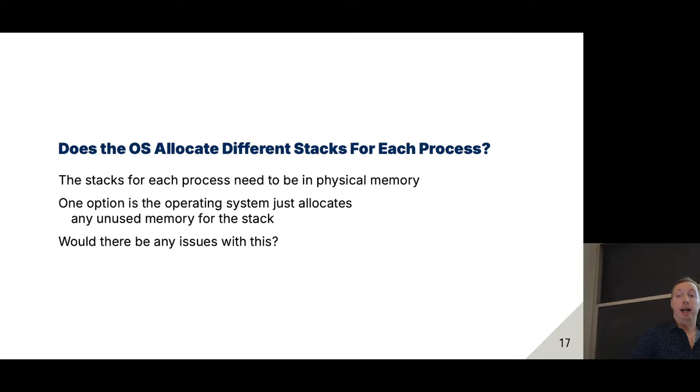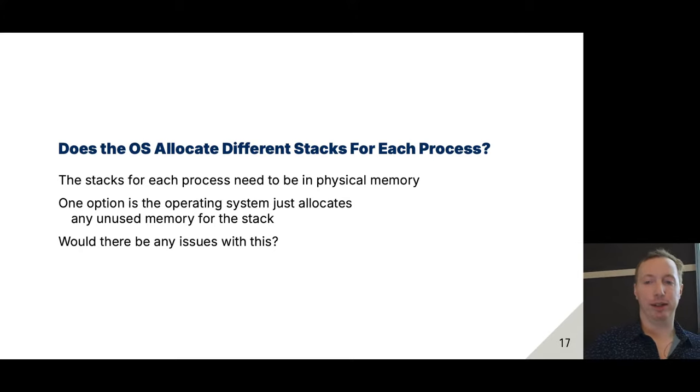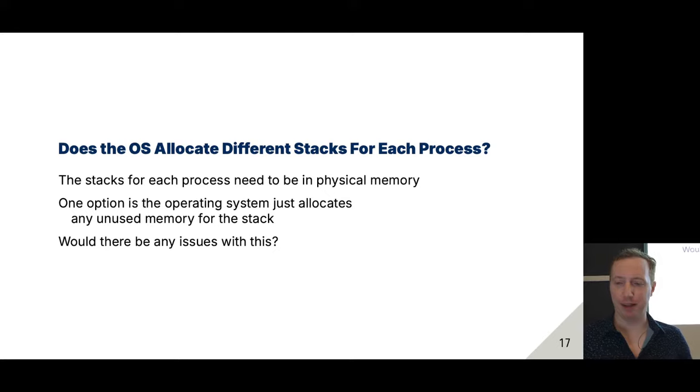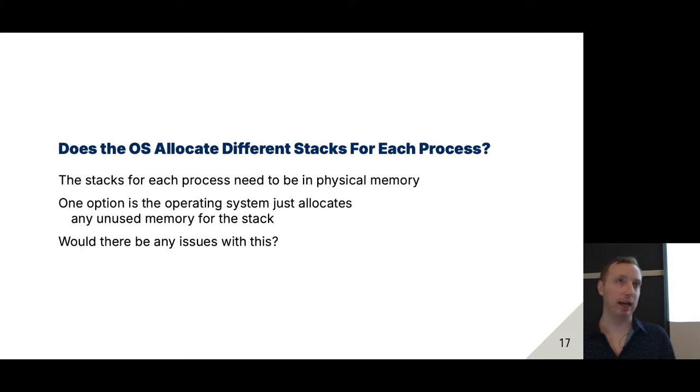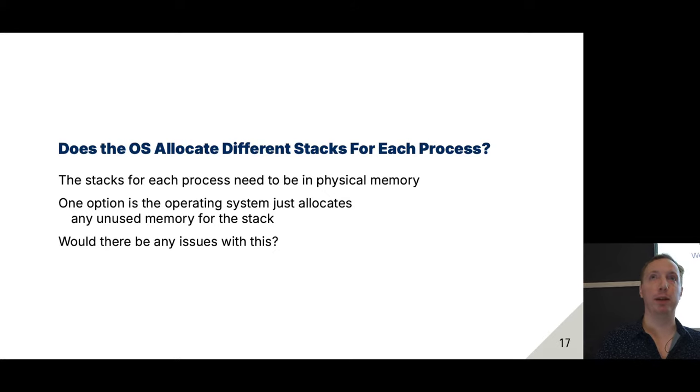So how does the OS actually allocate different stacks for each process? Well, this is what we said that could be true if they're different memory locations, and it looked like this was true. So they need to be in physical memory. Often the operating system just allocates some unused memory to the stack, so that could be true without having virtual memory. And we kind of verified that because the addresses of the local variable were different between the different processes. Turns out it didn't actually have to be. That's actually a security feature.